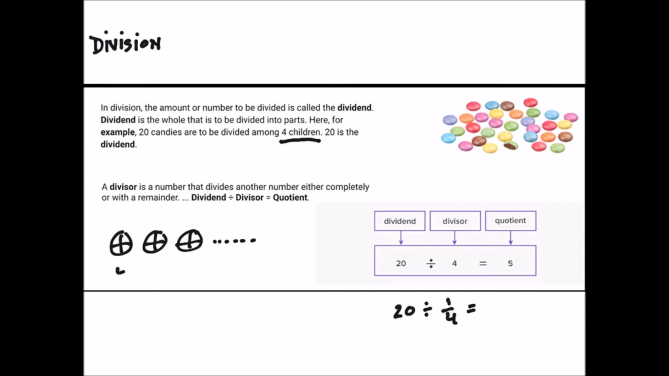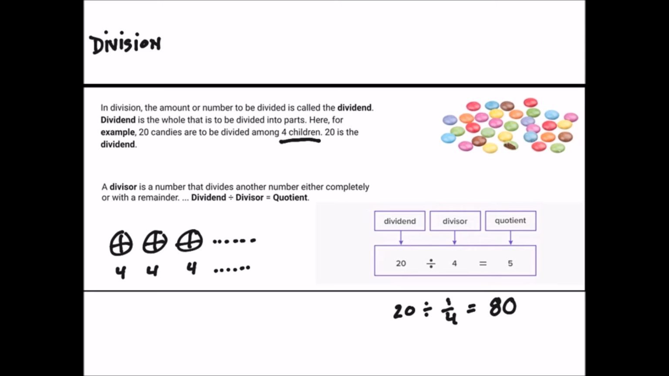And what would happen? Well, this would give us 4 plus 4 plus 4. And if we did that 4 times 20, that would be equal to 80 pieces of candy. So in total, there would be 80 pieces of 1/4 of that amount that we started off with.